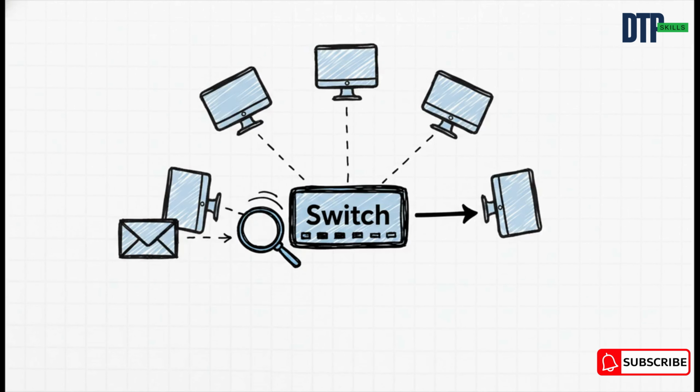A switch, on the other hand, is so much smarter. It's like that efficient postal worker. When a message comes in, the switch looks at the specific destination address and delivers that message only to the one device it's intended for. It doesn't shout it to everyone. This makes the whole network way faster, more efficient, and a lot more secure.